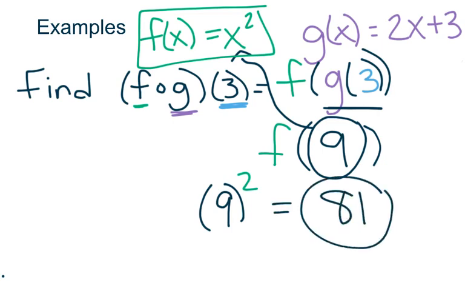That's my final answer. A composition of functions is taking one function and putting it inside the other. So look back at this. We took 3 and we plugged it into g, and then we took that answer and we plugged it into f. When we plugged 3 in for g, we got 9. When we plugged 9 in for f, we got 81. 81 is going to be our final answer.